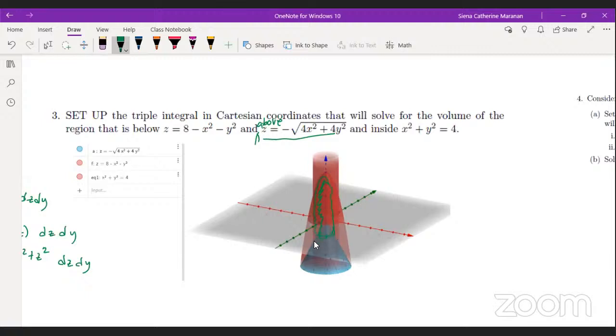Okay, na-imagine po. Okay, nasa baba ni cone. Ay, nasa baba. Ano ba? Sa taas ni cone, sa baba ni paraboloid, and then sa loob nung cylinder. Okay? So, yun po yung ating region.